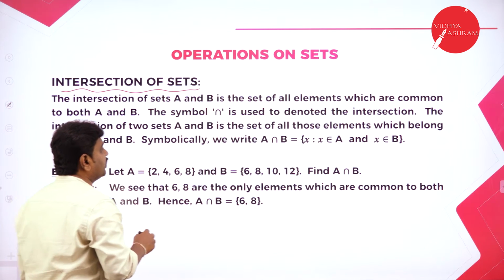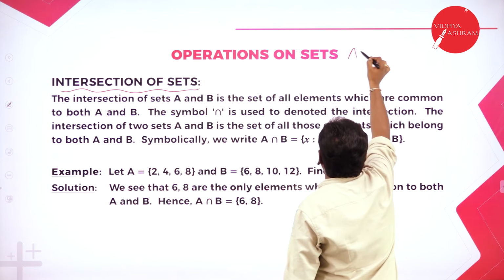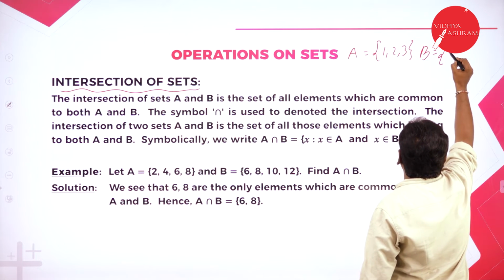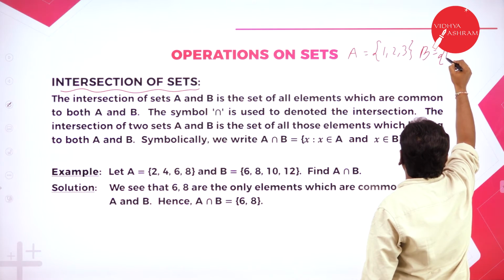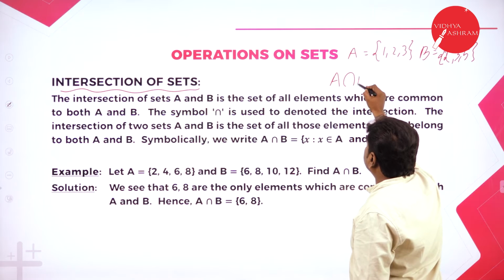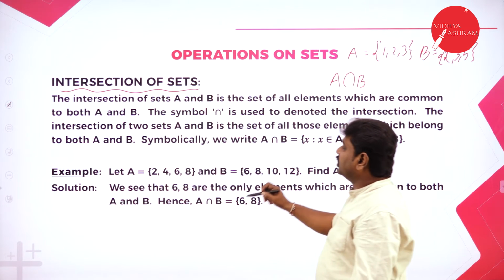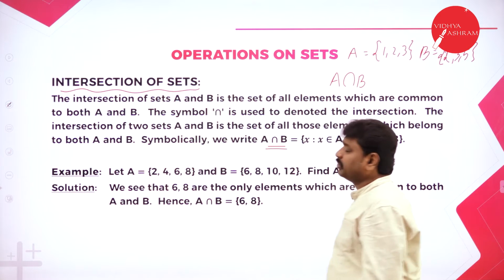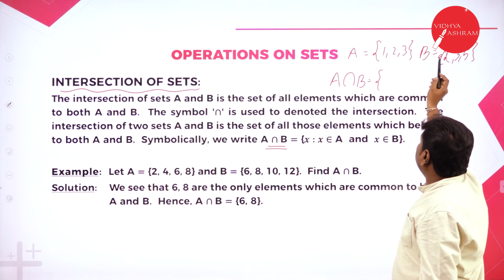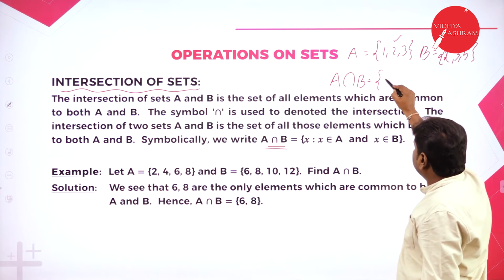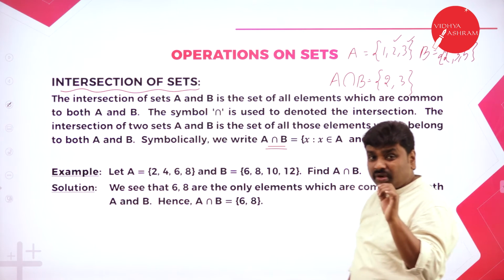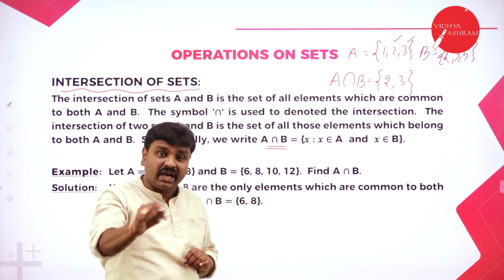So simply speaking, if I take a set A equal to {1, 2, 3} and a set B equal to {2, 3, 5}, A intersection B, how to read this symbol? Symbolically we write A intersection B. A intersection B is a set which contains the common elements of A and B. See, 2 is present in both A and B, I'll write it. 3 is present in both A and B, I'll write it. {2, 3} is the intersection. Intersection means what? x such that x belongs to A and x belongs to B.